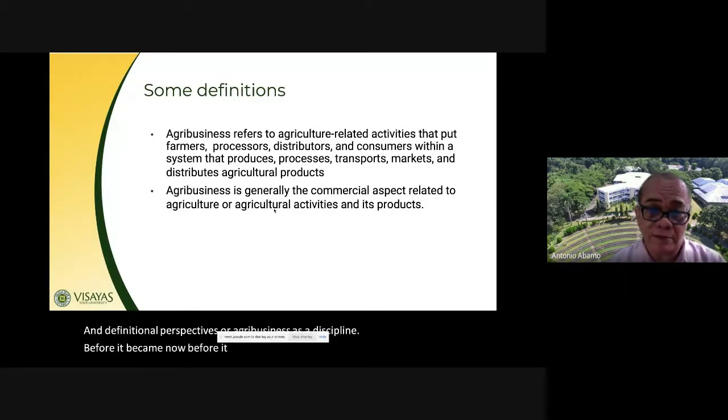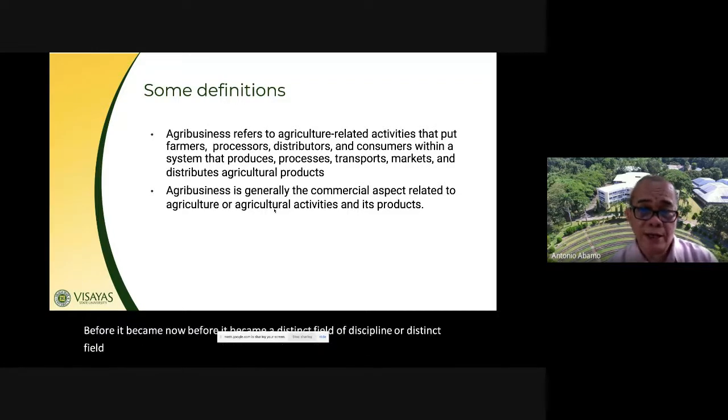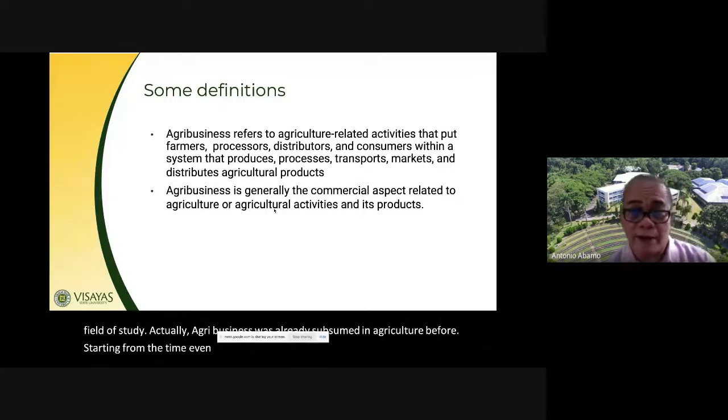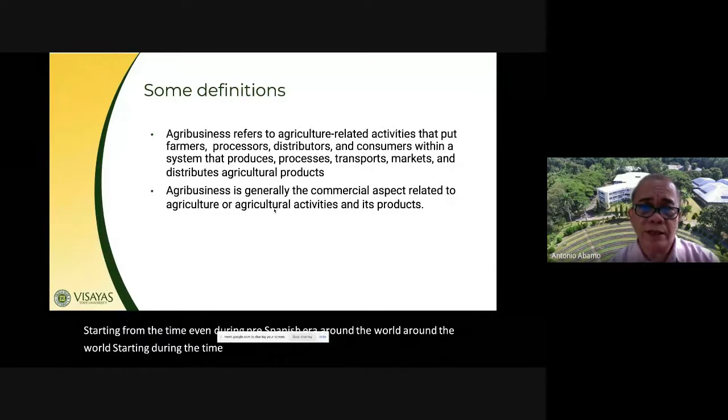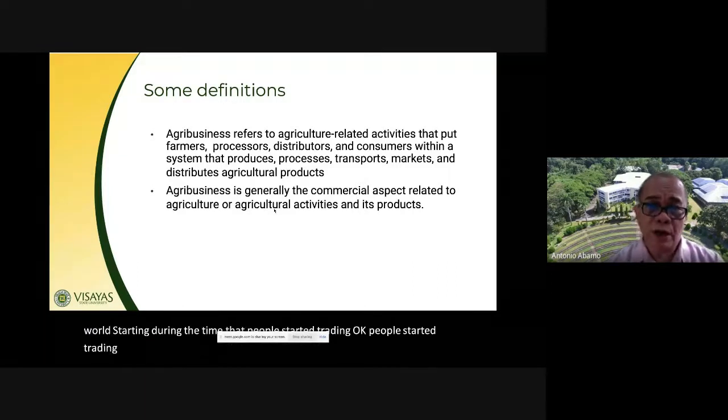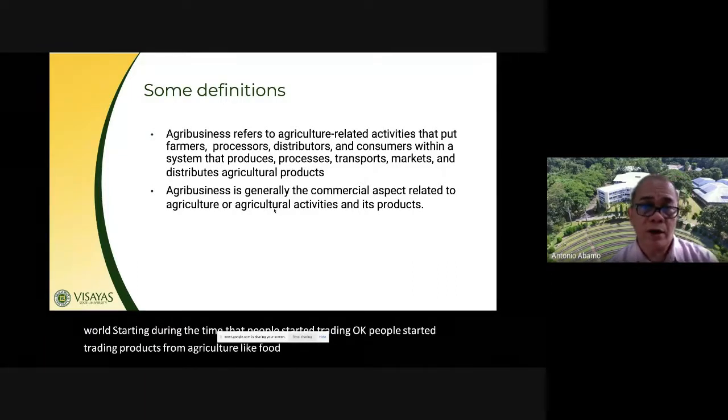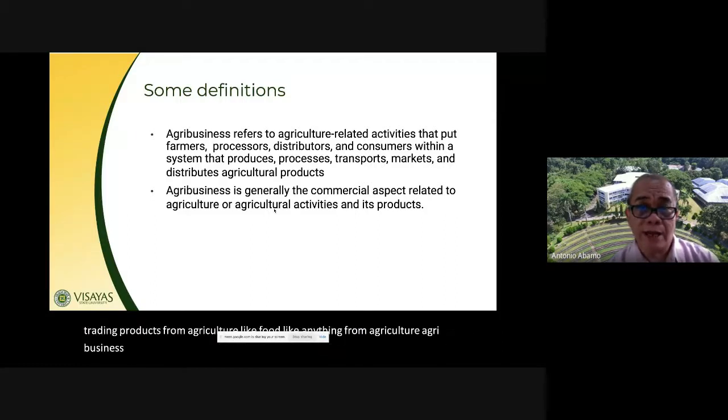Before it became a distinct field of study, agribusiness was already subsumed in agriculture. Starting even during the pre-Spanish era, around the world, from the time people started trading products from agriculture, like food, agribusiness already started as a business or trading activity, in whatever form it took.